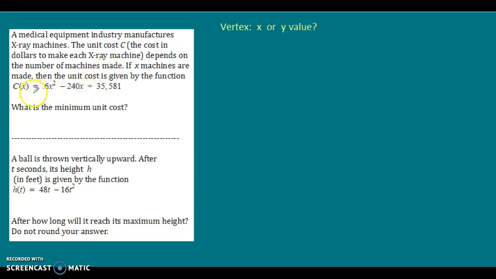For all these questions where they give us a quadratic function and they're asking about the minimum or maximum, they're really talking about the vertex. The real goal is to read the question and figure out if it's the x value you want or the y value you want. In this problem, we can see that they're making some x-ray machines, and there's a cost associated with making those machines, and x represents how many machines they're making, and then c, which is often also where the y would be, is the cost. And they're asking, what is the minimum cost?